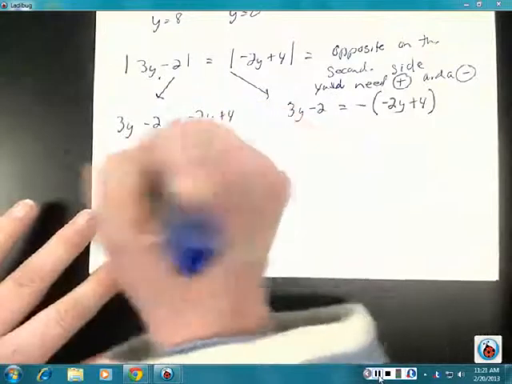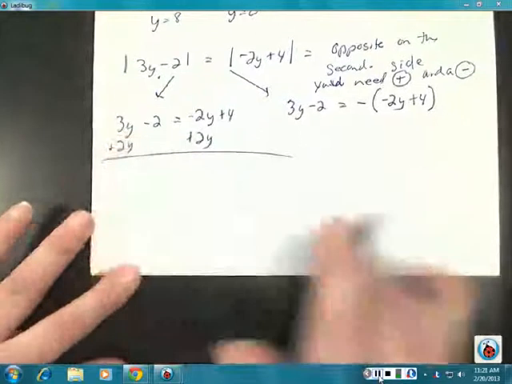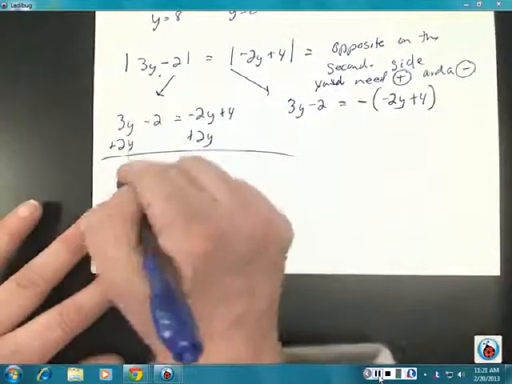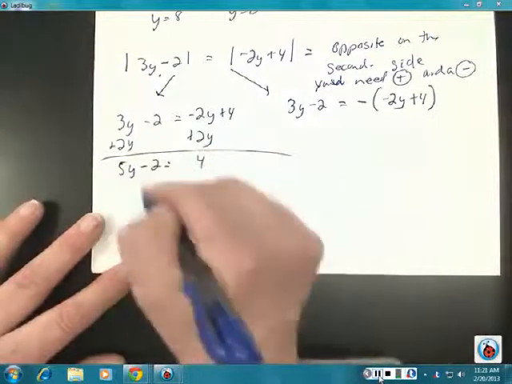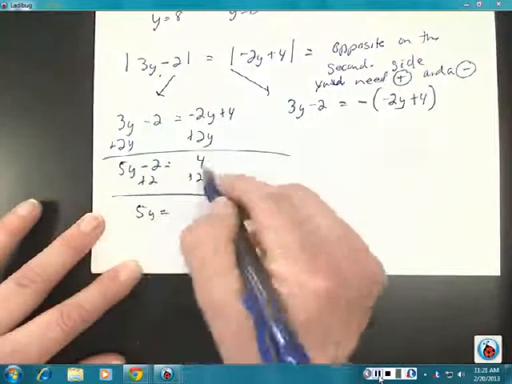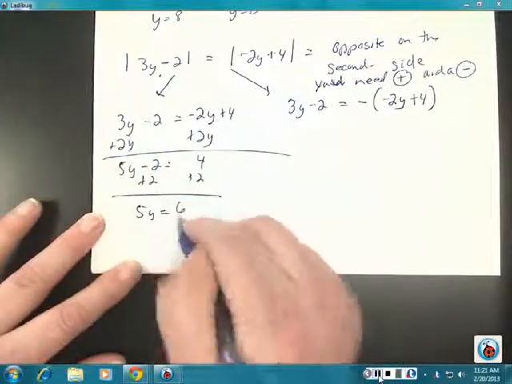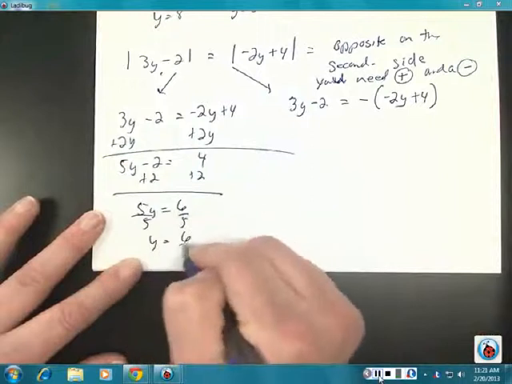Always, again, practice moving the smaller one, because that's always the more beneficial. You keep everything positive that way. Then move the 2 over. 2 plus 4 is 6. Divide by 5. Y is equal to 6/5.